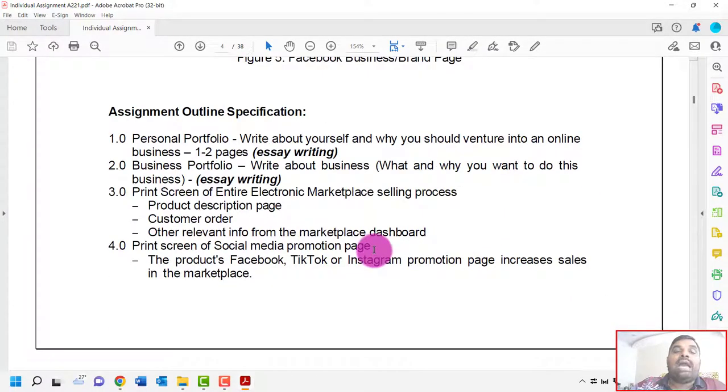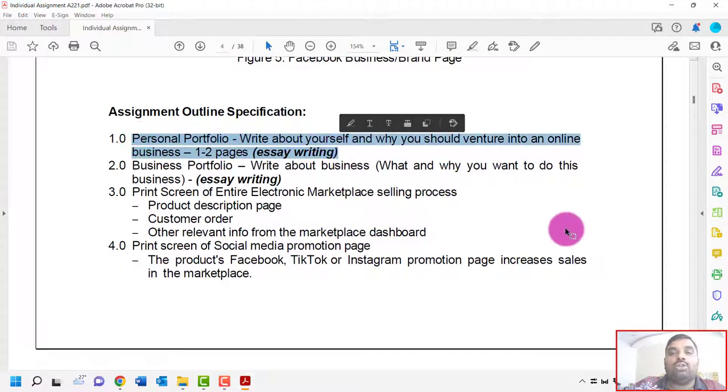So, assignment outline specification. For this assignment, you do not need to write any long essays. First is the personal portfolio. You just write about 1 to 2 pages about yourself and why you want to sell this product. Just a simple thing. You want to sell this product because of market needs or whatever it is.